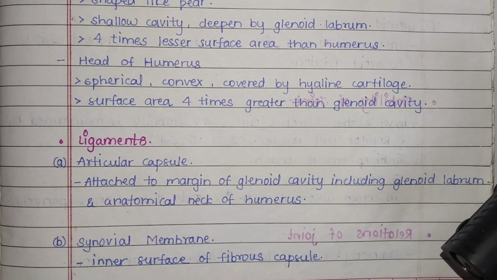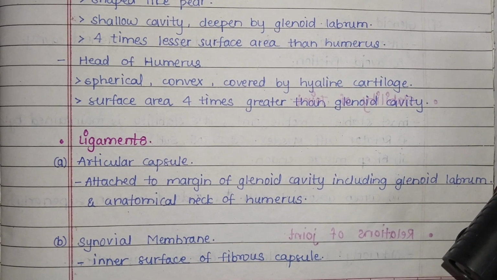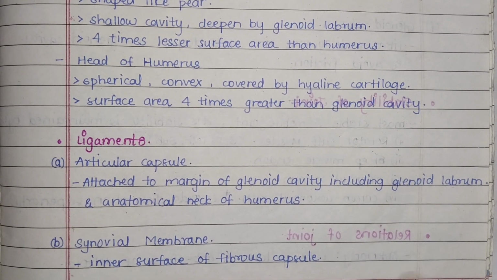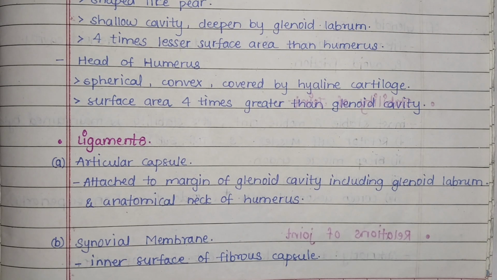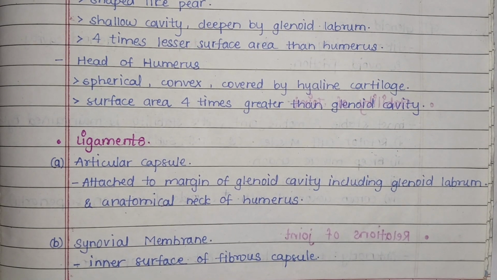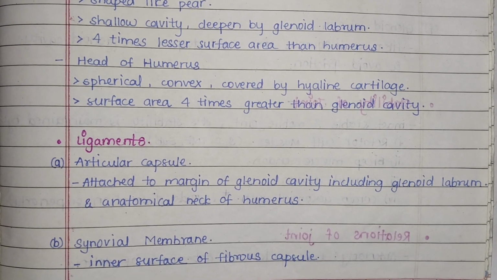So first let's start with the articular capsule and the synovial membrane. आपण सांगितलं होतं की हे दोन लिगामेंट आपण कॉमनली सगळ्या जॉईंट्समध्ये लिहिणार आहोत. दॅट इज द articular capsule and the synovial membrane. Articular capsule is attached to the margin of the glenoid cavity including the glenoid labrum.